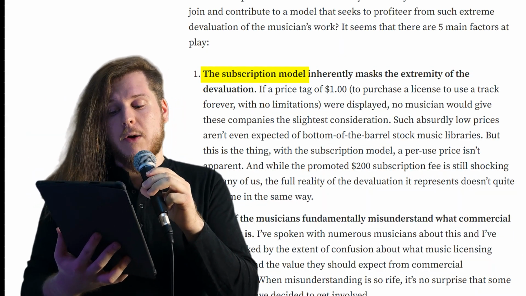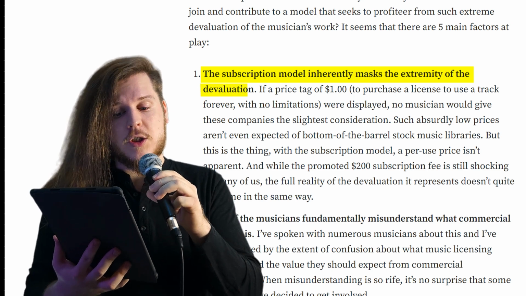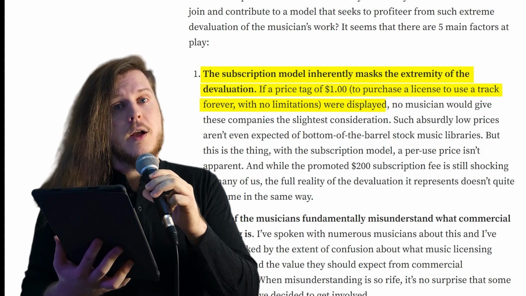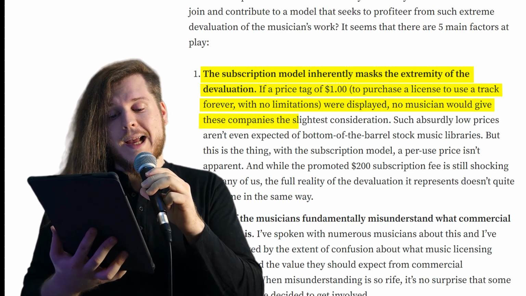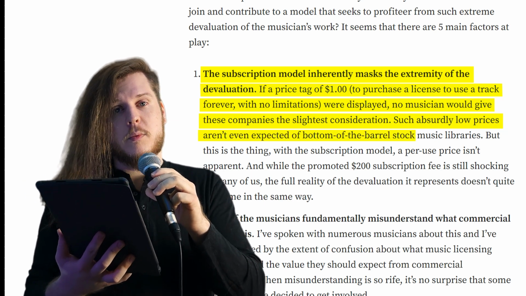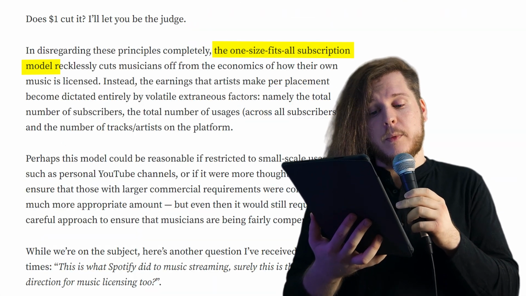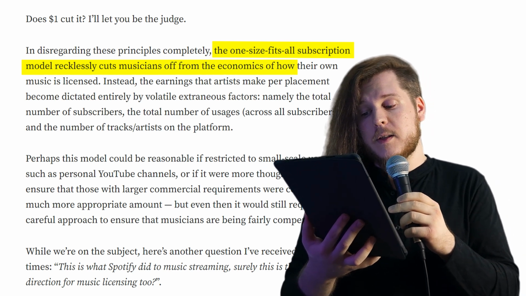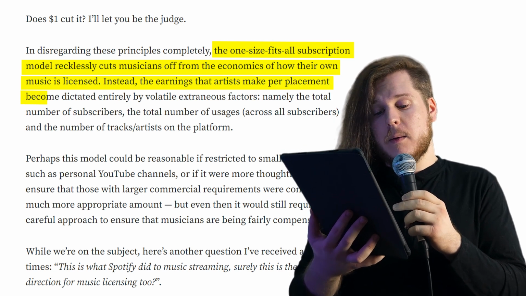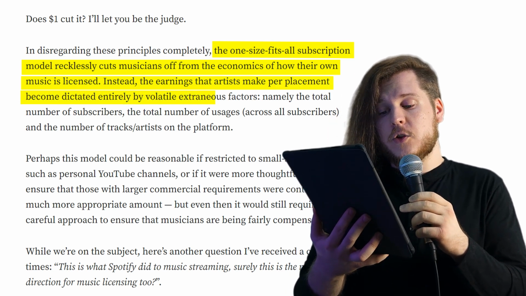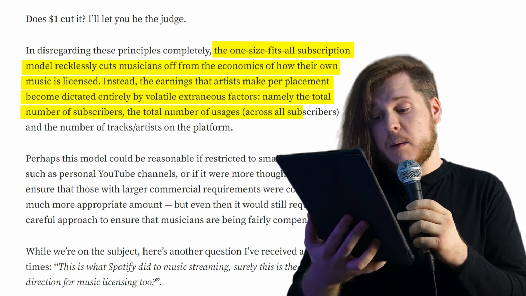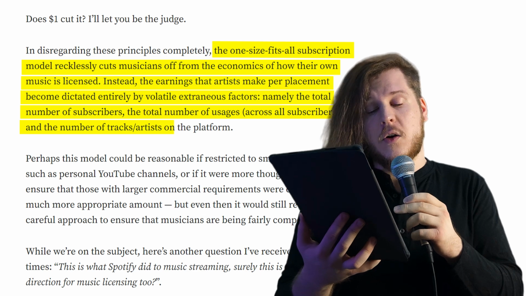The subscription model inherently masks the extremity of the devaluation. If a price tag of $1 to purchase a license to use a track forever with no limitations were displayed, no musician would give these companies the slightest consideration. Such absurdly low prices aren't even expected of bottom-of-the-barrel stock music libraries. The one-size-fits-all subscription model recklessly cuts musicians off from the economics of how their own music is licensed. Instead, the earnings that artists make per placement become dictated entirely by volatile extraneous factors, namely the total number of subscribers, the total number of usages across all subscribers, and the number of tracks artists on the platform.